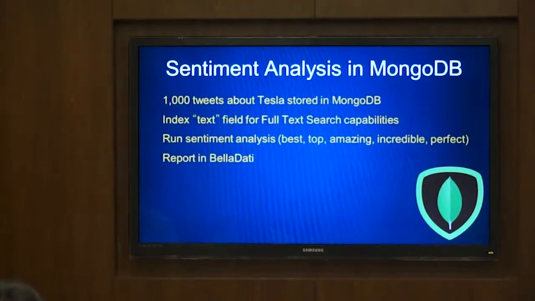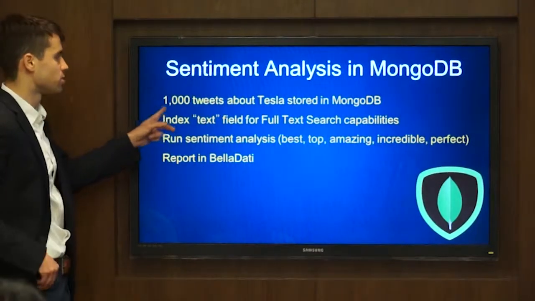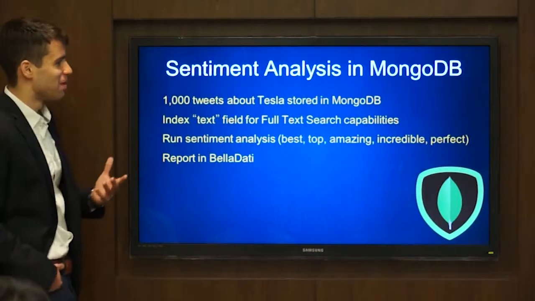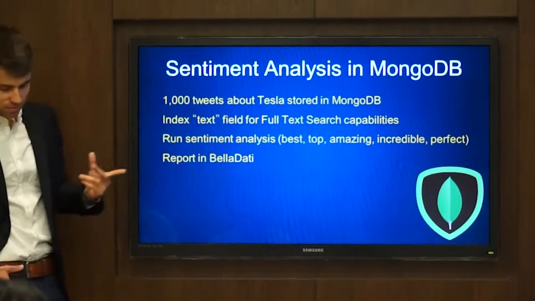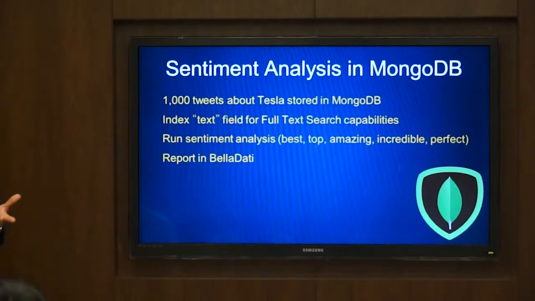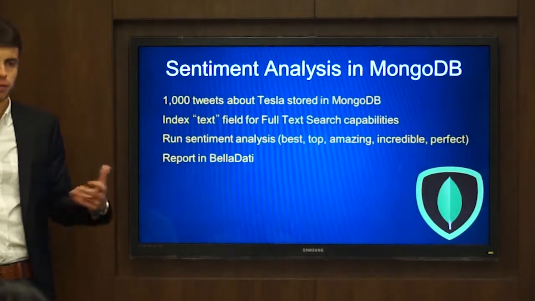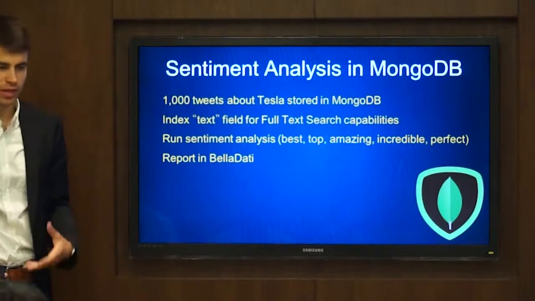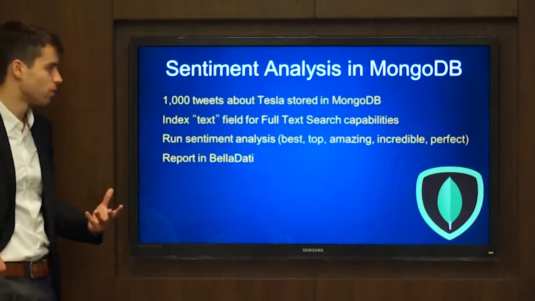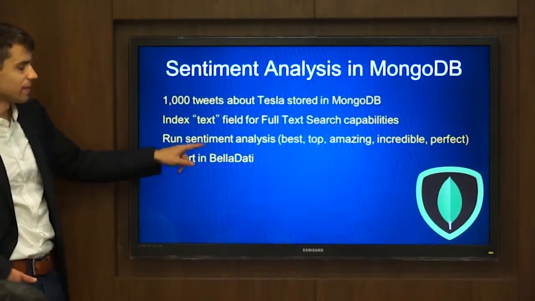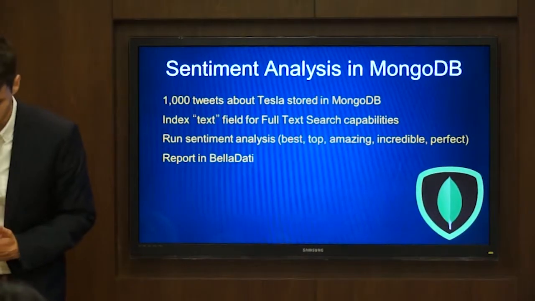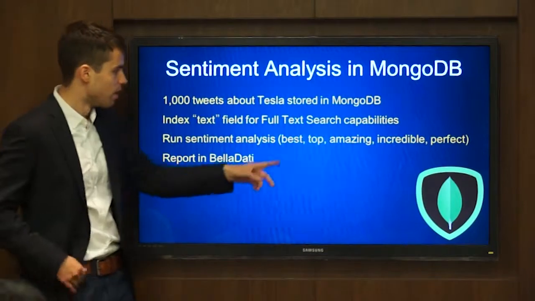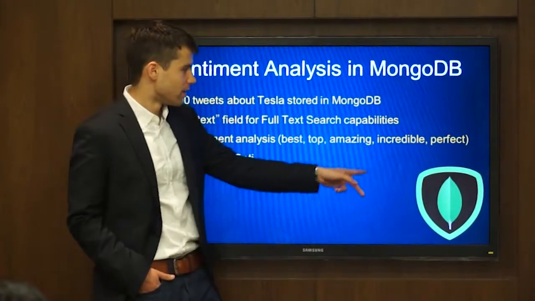What I was doing yesterday is that I searched the last 1,000 tweets about Tesla, not Nikola Tesla, but Tesla Motors, which is like my favorite company, about the cars. And I wanted to go farther with the Twitter analysis. I didn't only want to know how often people tweet and what the retweet counts are, all this structured data you can do, but I wanted to go farther, and I ran a sentiment analysis in Mongo in collaboration with BellaDati, and I was searching within the tweet body for words like best, top, amazing, incredible, perfect.